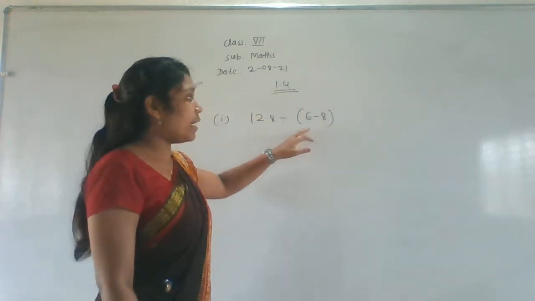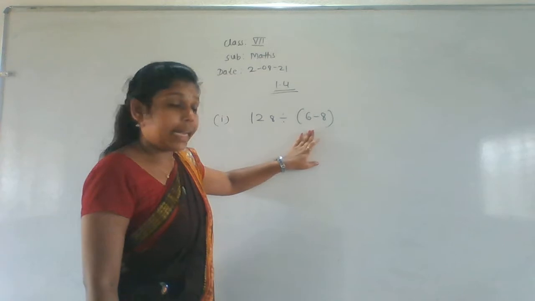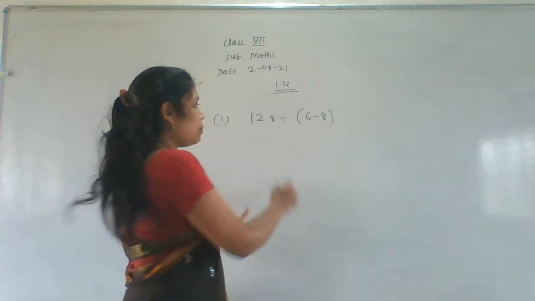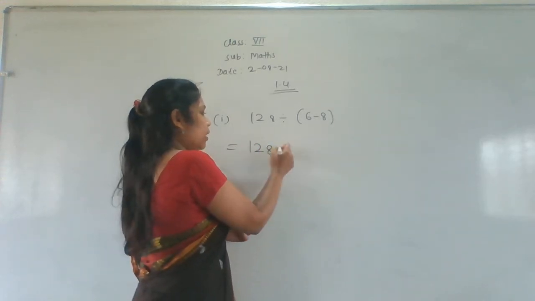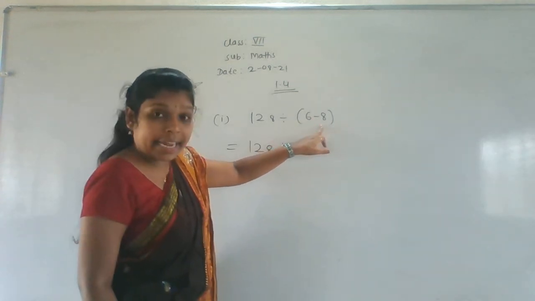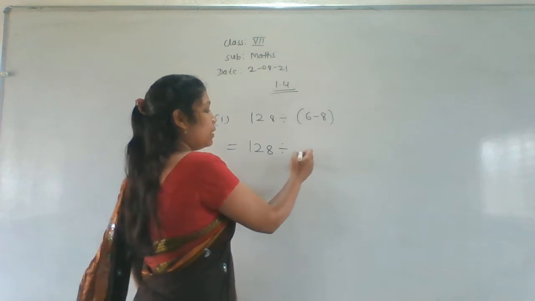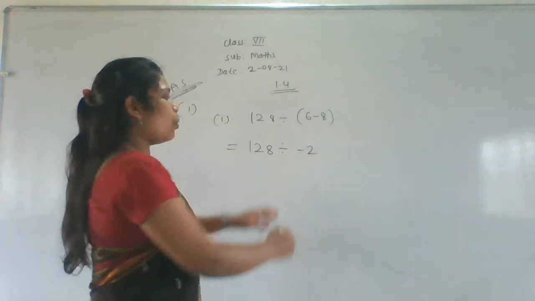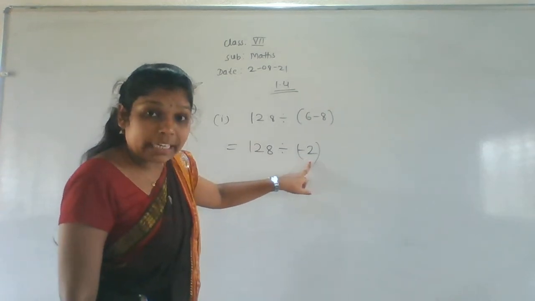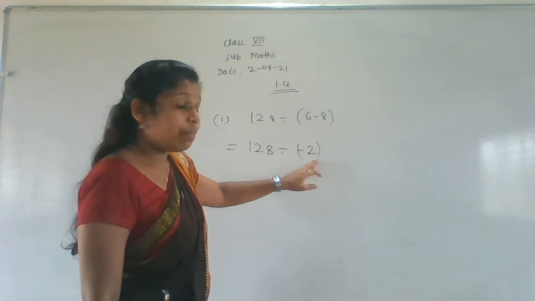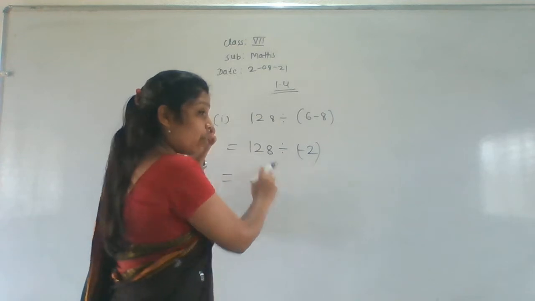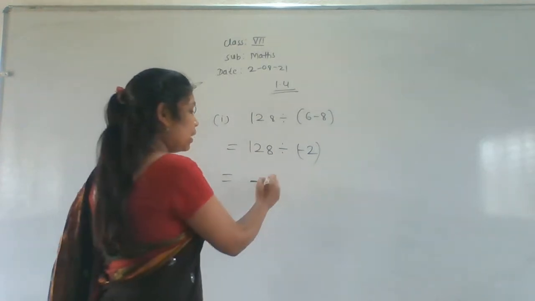So here, is there a bracket? Yes, we have a bracket. What do we have to do? First, we have to solve this bracket. That is 128 divided by (6 minus 2)... sorry, 6 minus 8. What is 6 minus 8? That will be minus 2. Now divide 128 by minus 2. The quotient will always be minus here. Divide 128 by 2, that will be 64.